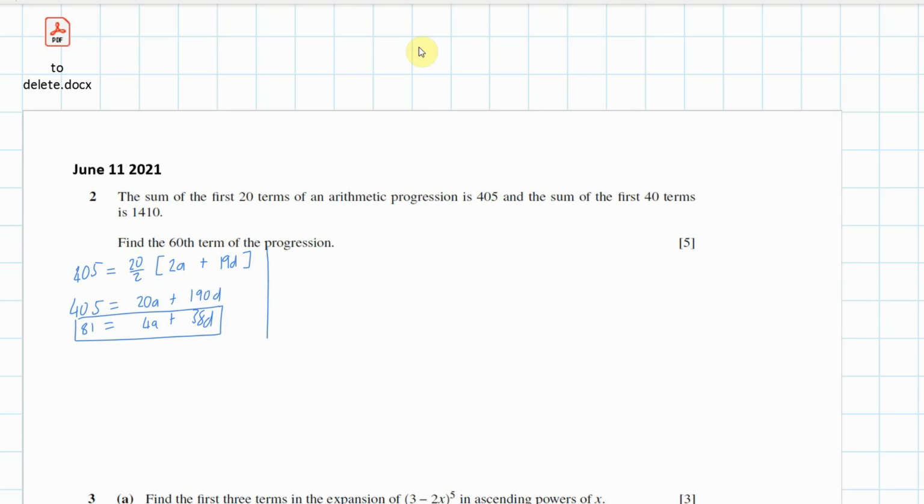And of course the second one is the sum of the first 40 terms. So we just do 40 terms, so 1410 equals, this time it's 40 over 2, which is 20. Remember your formula, look at the formula sheet: n over 2 bracket 2a plus n minus 1 times the difference. Okay, so that's what we're using here. And then, of course, that'll be 2a plus 39d.